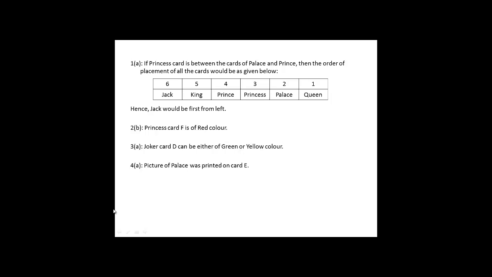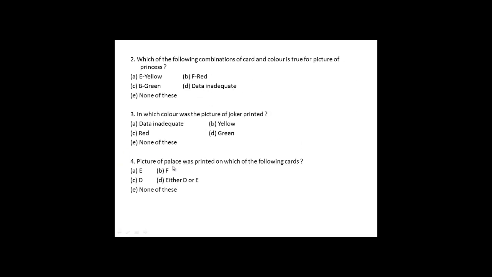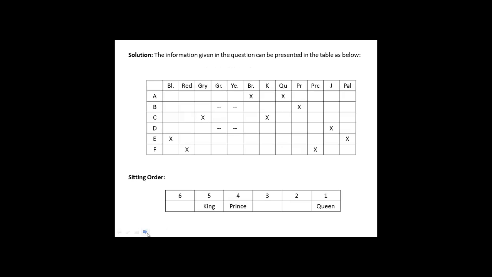Let's come to the fourth and the last question for the set. The picture of palace was printed on which of the following cards? So the picture of palace is printed on E. So E is our answer. So this is all about filling the table properly and carefully, and you can come to the answer very easily.